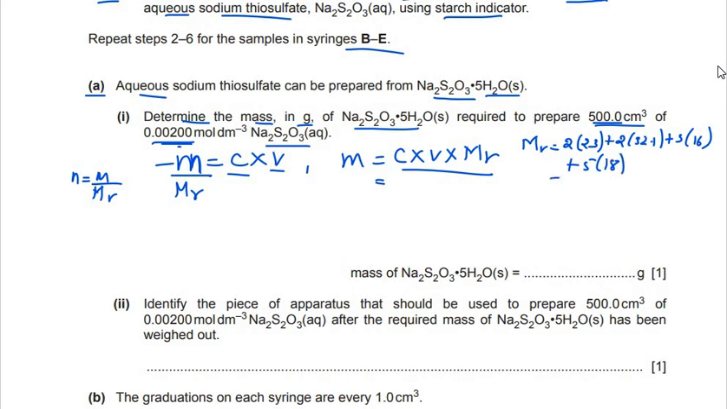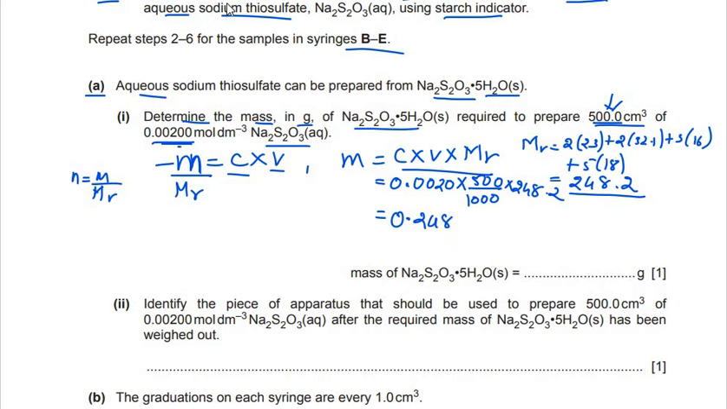So this is how we calculate the relative molecular mass of the hydrated sodium thiosulfate. And we found out that it is 248.2. So now let's substitute all the values. The concentration is 0.0020 into volume, that is 500 centimeter cube, but that has to be divided by 1000 to change it into dm cube. And the Mr, that is 248.2. If we substitute all this, we get the answer as 0.248 gram. So this is the rough work.